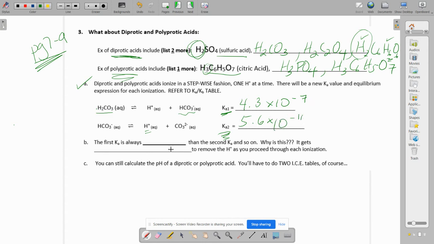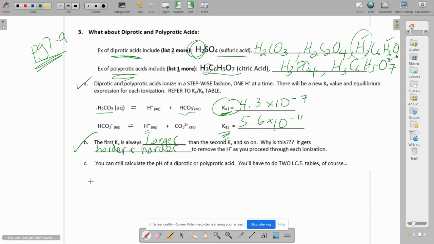What I want you to see here is that if you look at all the examples of diprotic and polyprotic acids, Ka1 is always larger than Ka2 and larger than Ka3. The first Ka value is always larger than the second Ka value, and so on. Why is this? It gets harder and harder to remove H plus as you proceed through each ionization. We will learn more about this later when we look at the structure of acids, but for now, as you go through successive ionizations, it gets harder and harder to remove the H's.